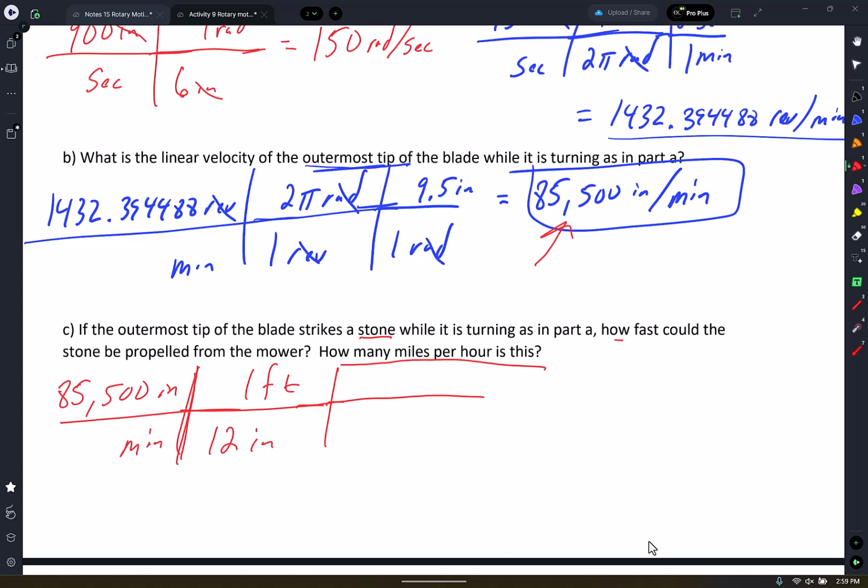So there is 5,280 feet in 1 mile. Put this on the side.